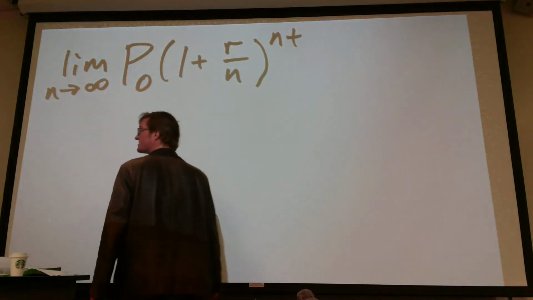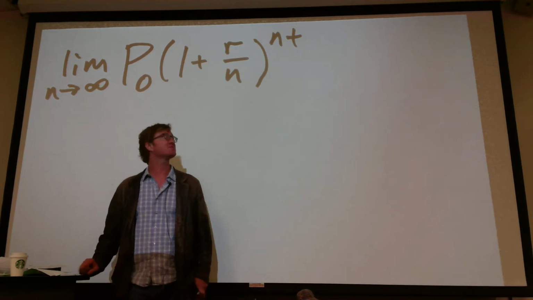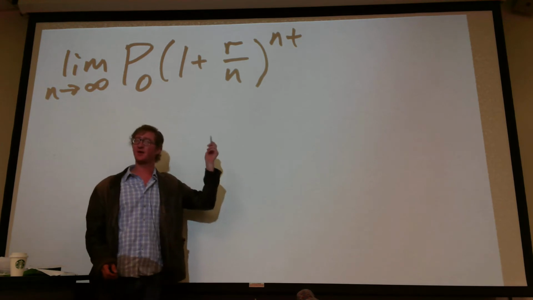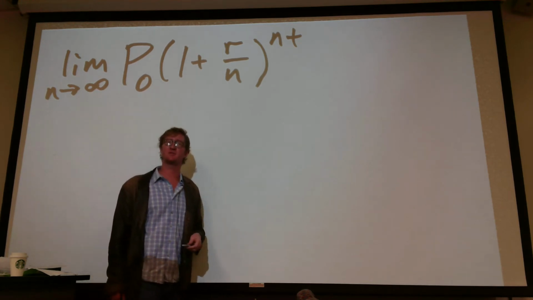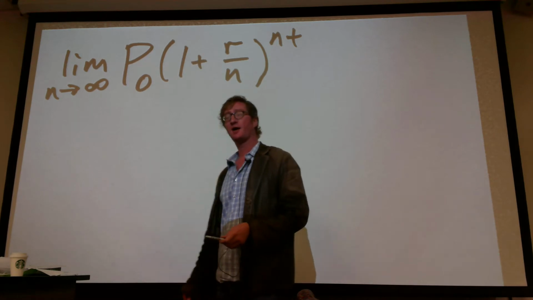Okay, so let's investigate the formula for continuously compounded bank interest. We have our principal amount, we have our interest rate, we have the number of times it's compounded, and t is going to represent time in years.